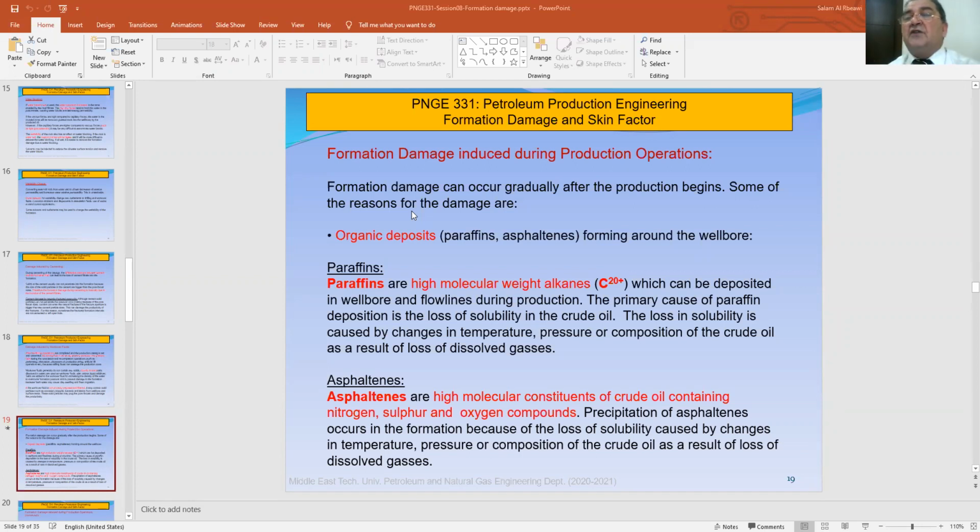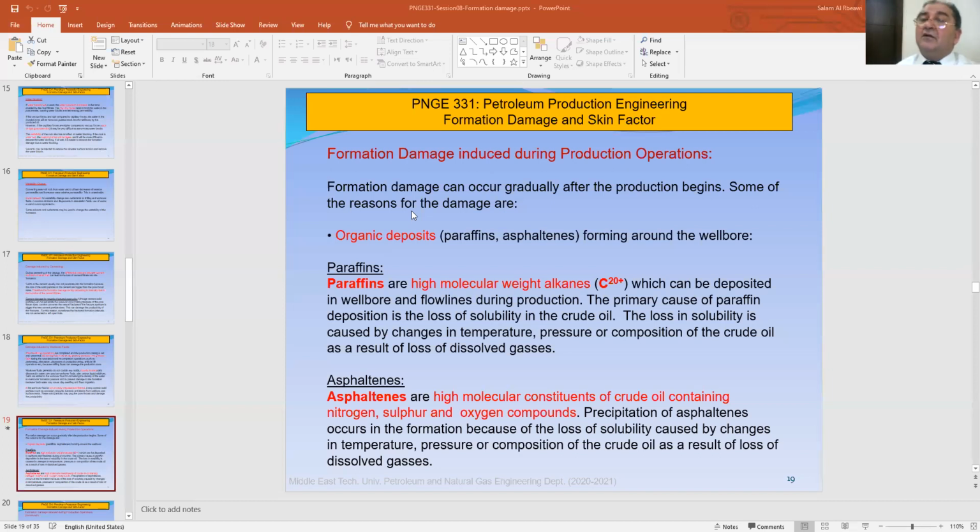The paraffins are a high molecular weight alkanes group with more than C20. So they are really heavy hydrocarbons. Typically, they are soluble in the crude oil. For some reason, the crude oil could lose the ability to keep the paraffins soluble. So they could precipitate and make some deposits inside the porous media. And this could cause some damage to the porous media, to the permeability. See? So this is the skin factor of the paraffins.